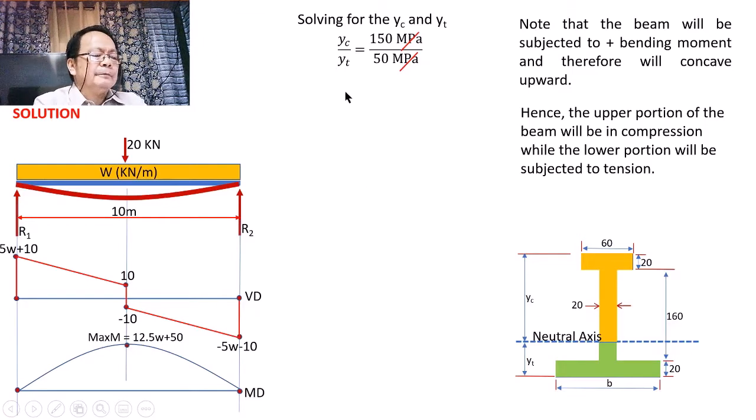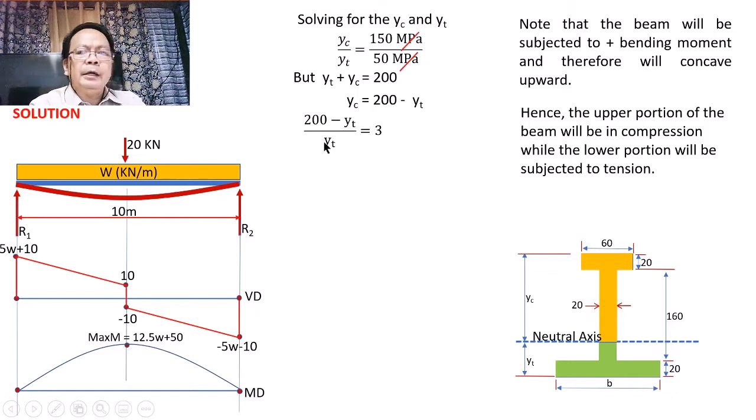Now, if we're going to look at the relation between y sub c and y sub t, you will notice that yung total depth of the beam will be 20 plus 160 plus 20, and that is equal to 200. Diba? Kaya makikita natin dito, yung y sub t plus y sub c is equal to 200. Or, from here, we can solve that y sub c is equal to 200 minus y sub t. And if this y sub c will be substituted here, diba? Diyan sa value na yan. Therefore, our equation becomes 200 minus y sub t over y sub t is equal to 3, being the ratio of 150 over 50.